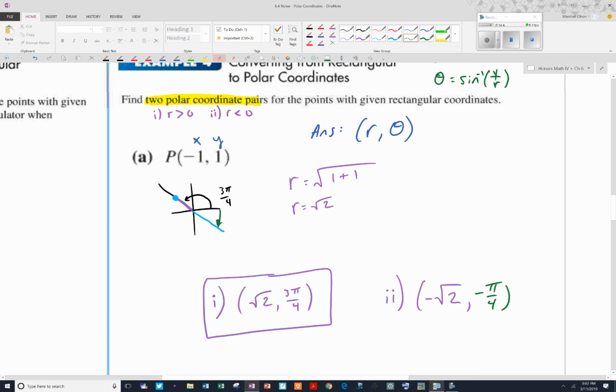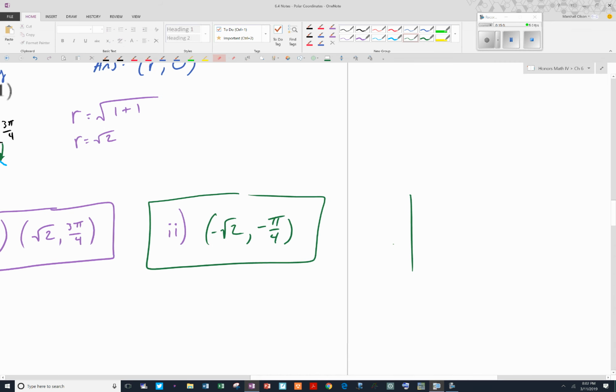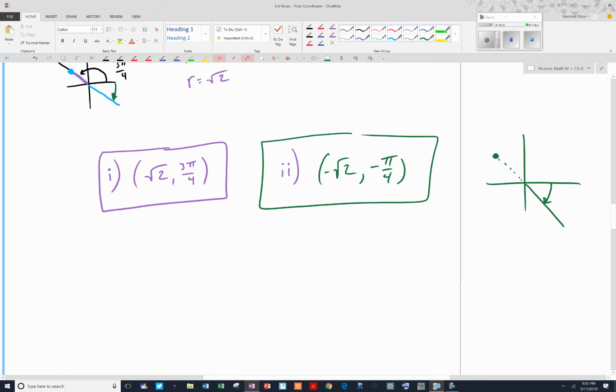So this would be our second point here. We'll just make this all green. Our second point would be negative square root of 2, comma, negative pi over 4. Okay, let's just make sure that makes sense. Think about if I asked you to plot that in the polar coordinate system. The negative pi over 4 means I'd open down to here. The negative r value means I'd have to plot it on the back side of it at a distance of square root of 2 away from the pole. So that is the exact same point that we talked about before.